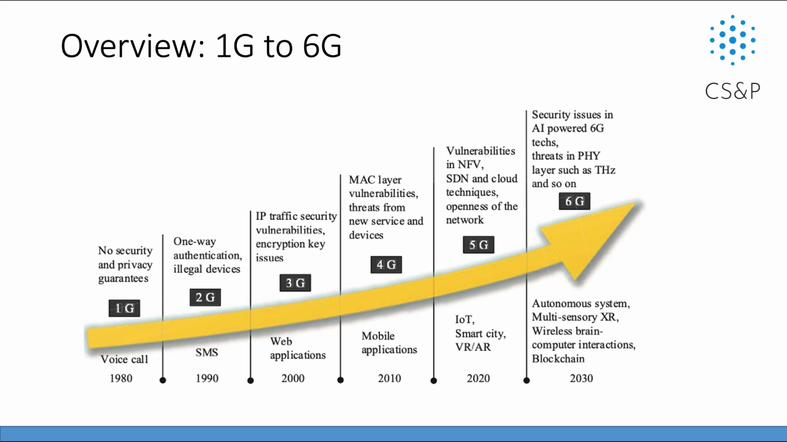This is an overview from 1G to 6G networks. We can see that in the previous generations of networks, there were nearly no security and privacy guarantees, such as in 1G or 2G. But in the later generations of networks, people started to pay more attention to security and privacy guarantees, and the applications also increased.